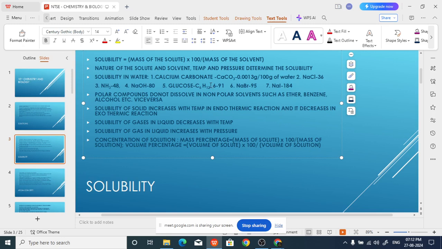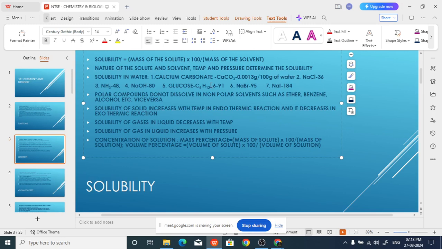Right. Solubility of gases in liquid decreases with temperature. It decreases when the temperature increases. That is the meaning. Solubility of gas in liquid increases with pressure. So these are two very important things. That is the reason why soda water, which is gas dissolved in liquid, is kept in a pressurized can, so that the solubility is increased.